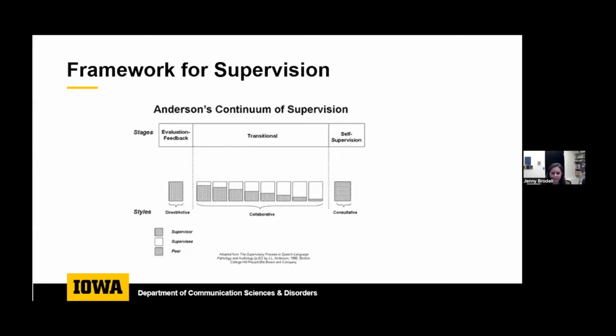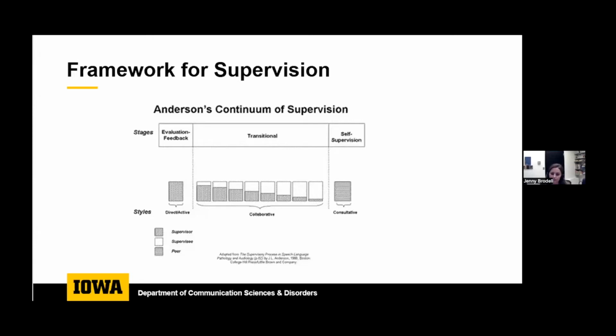And then really your supervisory style and the strategies you're using change given the needs of the student, the expectations that you as the supervisor have and the supervisee has, and the variables of a given clinical situation. So with this model, there's 3 stages to consider. The first being the evaluation feedback stage, in which the learner needs more consistent, direct feedback from the supervisor.